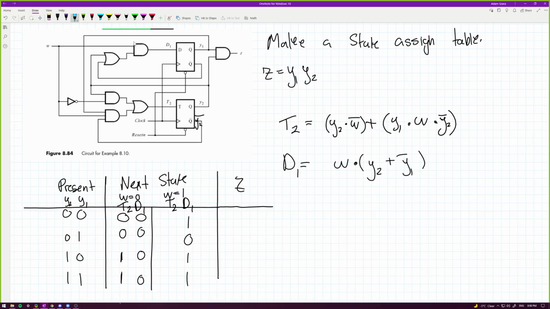So let me just explain again. Essentially, if W is equal to zero, then this whole term goes away and we just have this term. And if W is equal to one, then this whole term goes away, so we just have this to focus on, and that's essentially the idea here. But yeah, okay, so there we go.